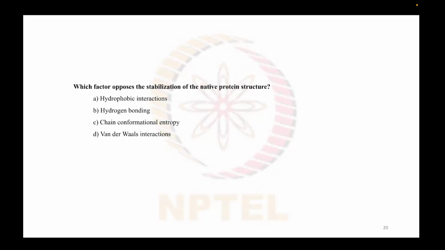Which factor opposes the stabilization of the native protein structure? Whether hydrophobic interactions are against protein folding, hydrogen bonding is against, or chain conformational entropy, or van der Waals interactions. So wait for a minute for others also to go through the question and answer.